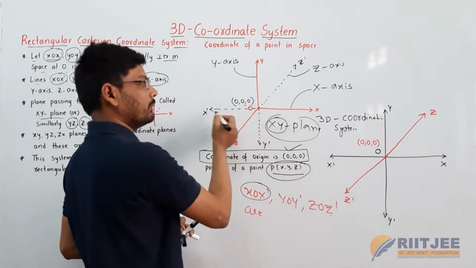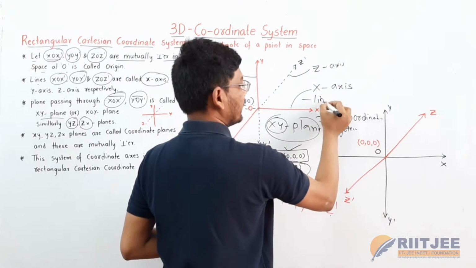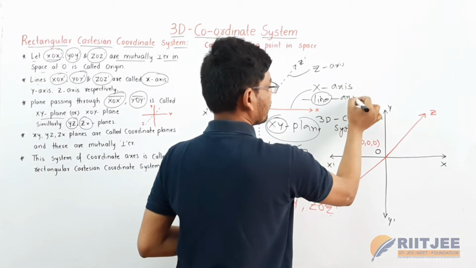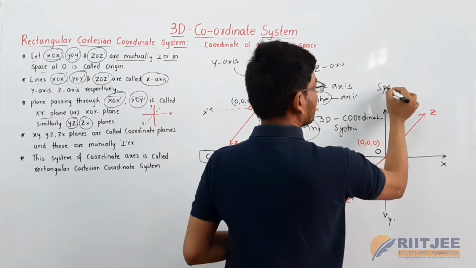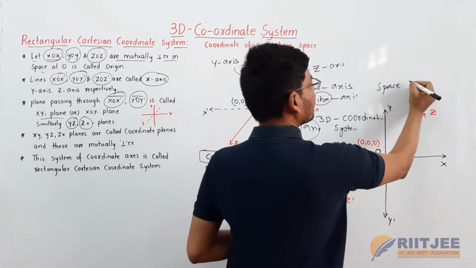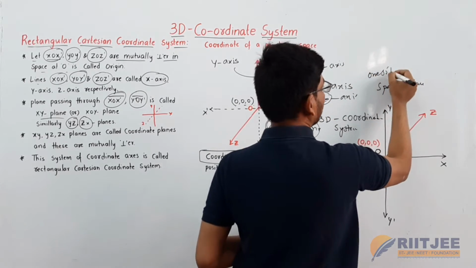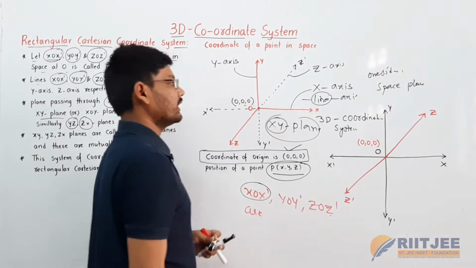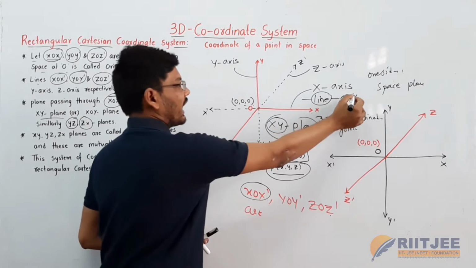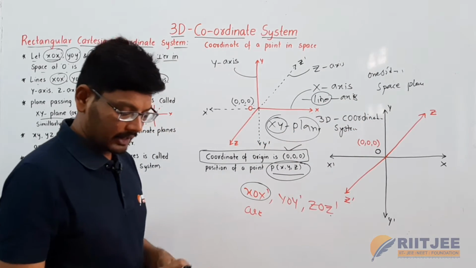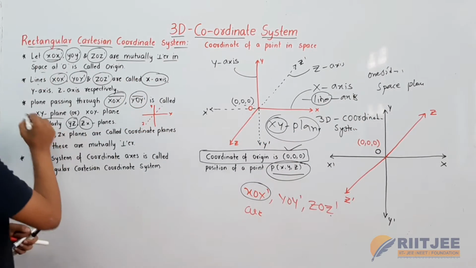The line is nothing but the line. This line is the axis. The space on one side is called a plane here, and the line is nothing but the axis here. This is all about this point here.